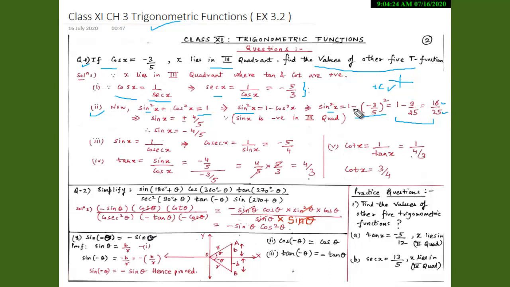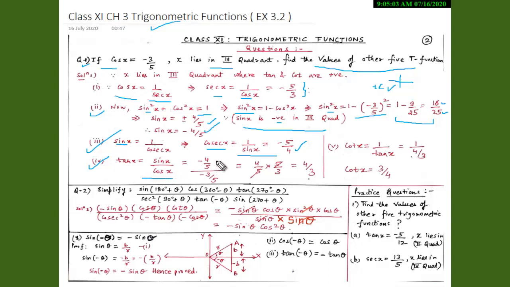Since sine square x is equal to 16 upon 25, therefore sine x will be equal to plus minus 4 upon 5. Now since x lies in the third quadrant where sine function is negative, sine x will be equal to minus 4 upon 5. Now we know that sine x is equal to 1 upon cosec x, so cosec x will be equal to 1 upon sine x. Therefore, the value of cosec x will be the reciprocal of sine x, which is minus 5 upon 4.